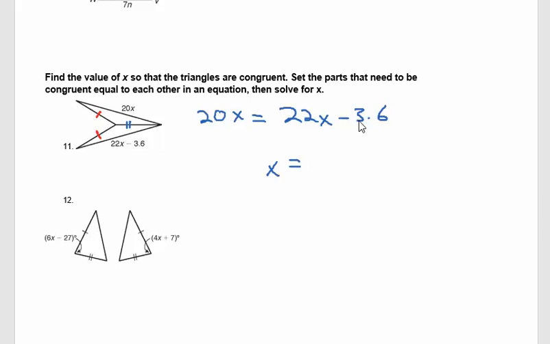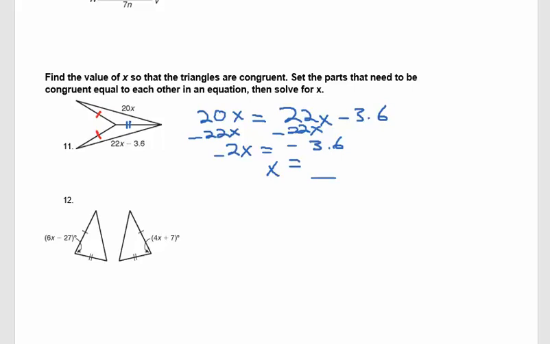So you need to solve this equation. I'll start by subtracting both sides. Subtracting 22x from both sides, and I'd get negative 2x equals negative 3.6, and then you'll divide both sides by negative 2 to find what x is equal to. And that's all you have to do for this problem. For that value, this would be two congruent triangles.